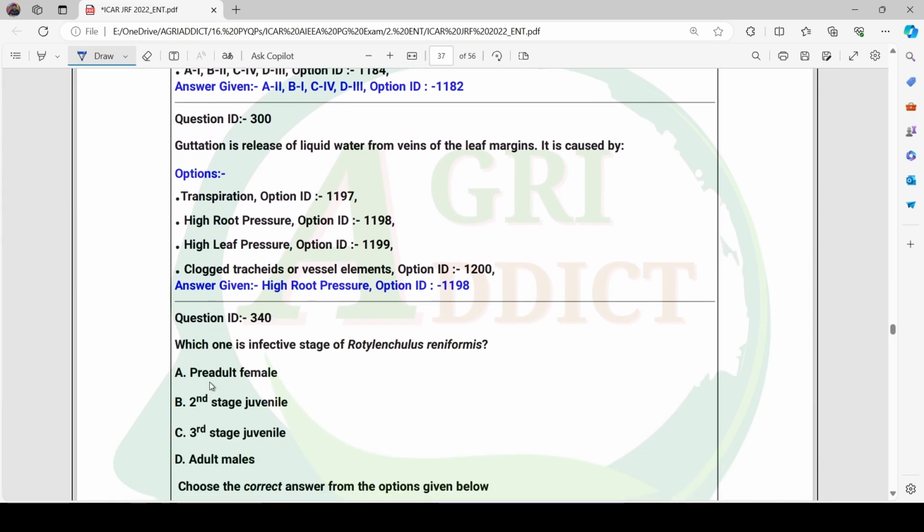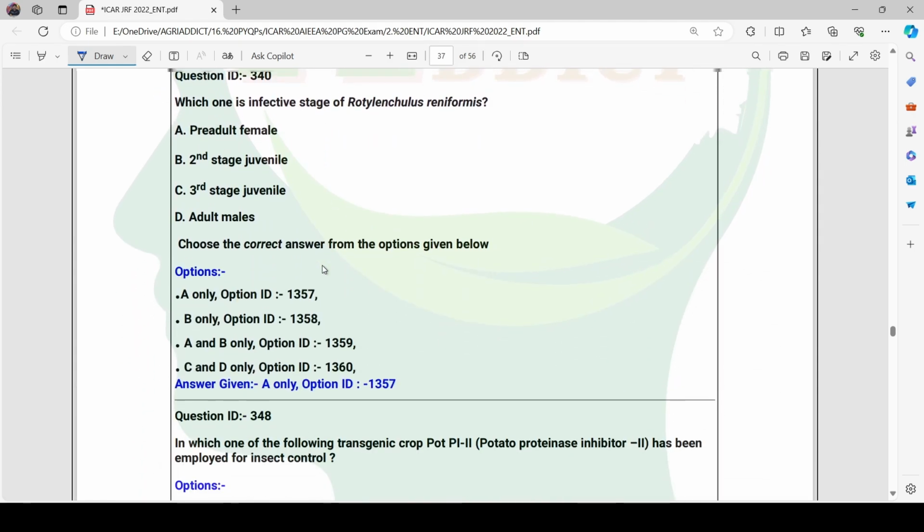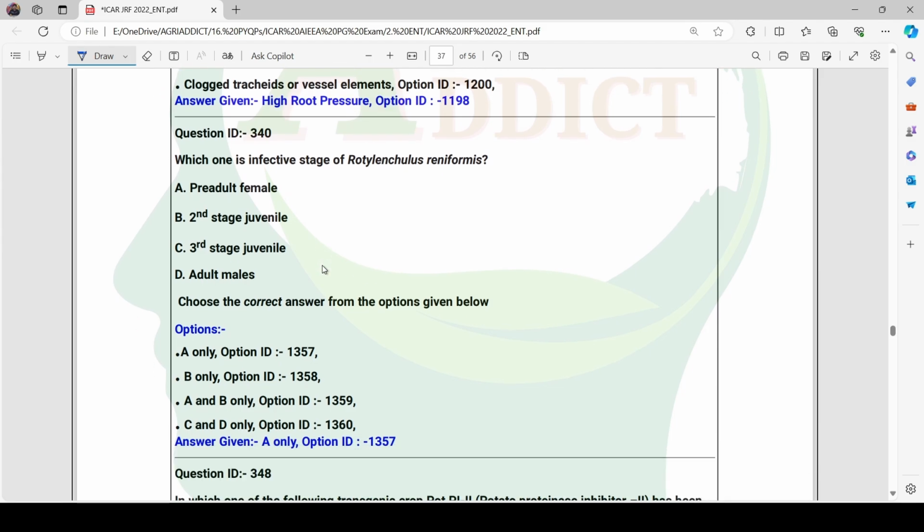Guttation is release of water from veins of the leaf margin. It is caused by high root pressure. Due to high root pressure, guttation can occur. So option 2 is the correct answer. The next question is, which one is infective stage of Rotylenchulus reniformis? So here only A, that is pre-adult female. It is the correct answer, only A. And in Bajaj and Walia book, this line is directly written.